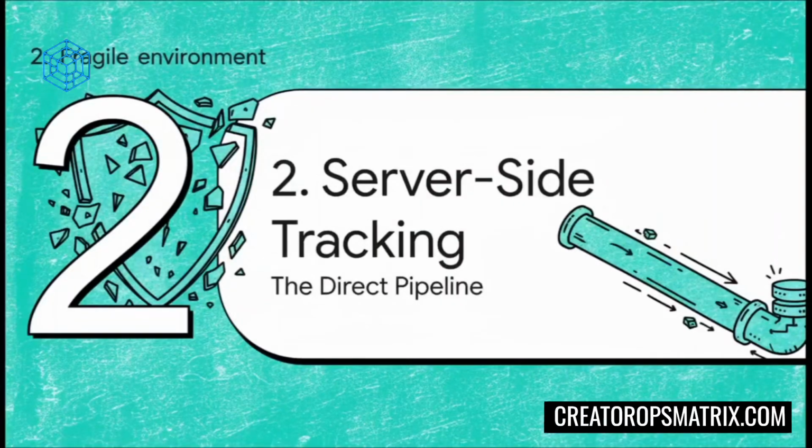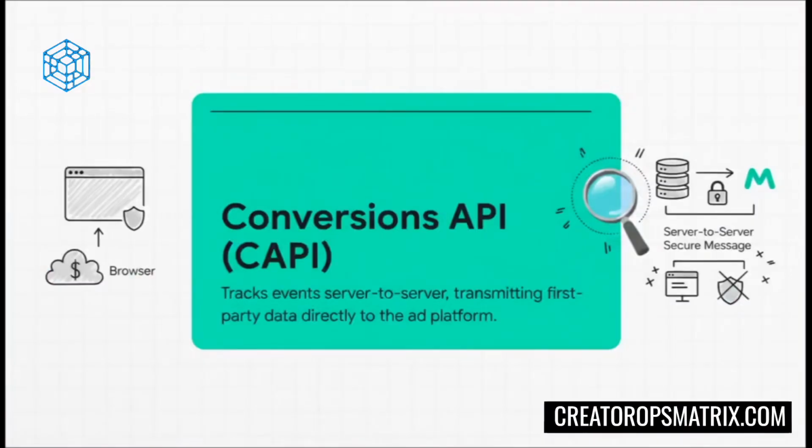Which brings us to section 2, server-side tracking explained, or what I like to call the direct pipeline. Enter the Conversions API, often just called CAPI. Instead of waiting around for a customer's browser to hopefully send a signal back to Meta, server-side tracking bypasses that completely. When a payment goes through, your server, like Stripe for example, sends a secure server-to-server message directly to the ad platform. It's pure first-party data.